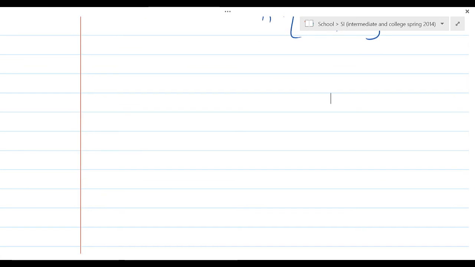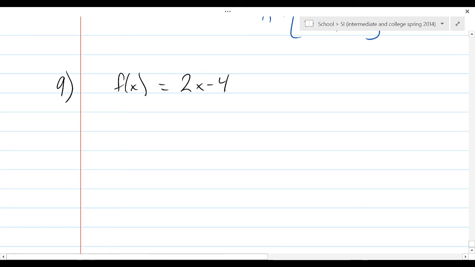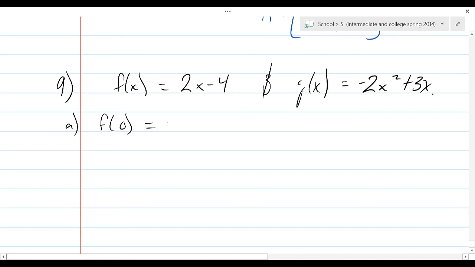Now our last question, with 6 parts, not too bad. Number 9. We're told that f of x equals 2x minus 4, and g of x equals -2x squared plus 3x. And then we're just thrown right in. They say, find the f of 0. F of 0. What does that equal?